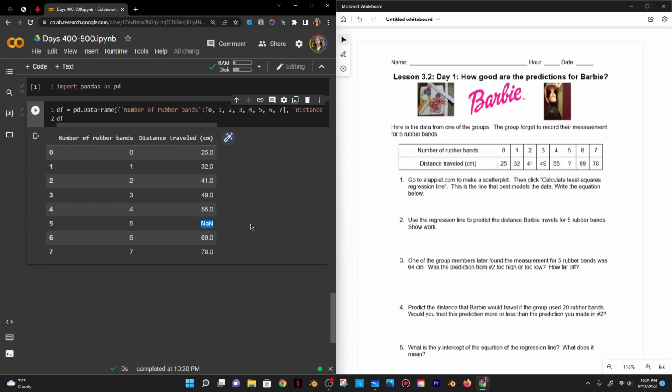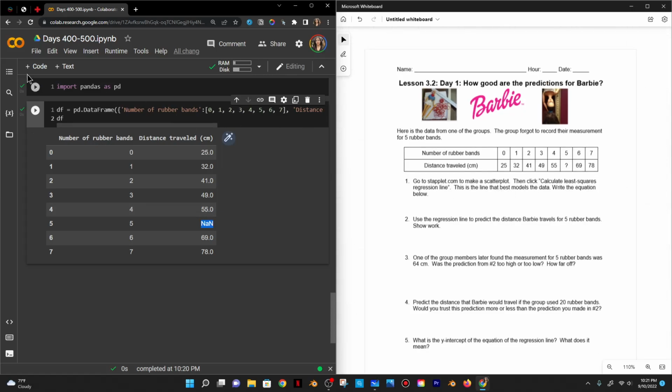So the goal right here, at this moment, is to predict the distance traveled by the Barbie doll that has 5 rubber bands, because the group who was performing this experiment actually forgot to measure that specific condition, when a Barbie has 5 rubber bands. So they forgot that. So that's the goal for today.